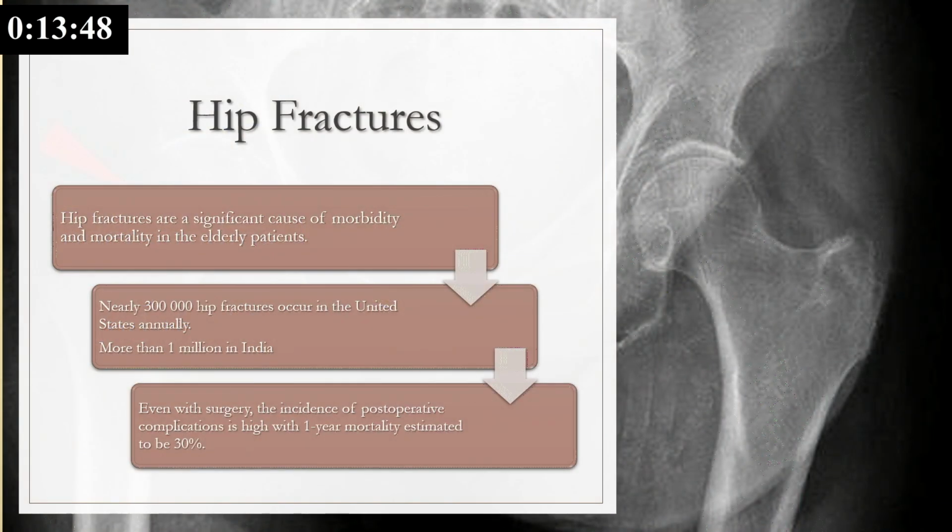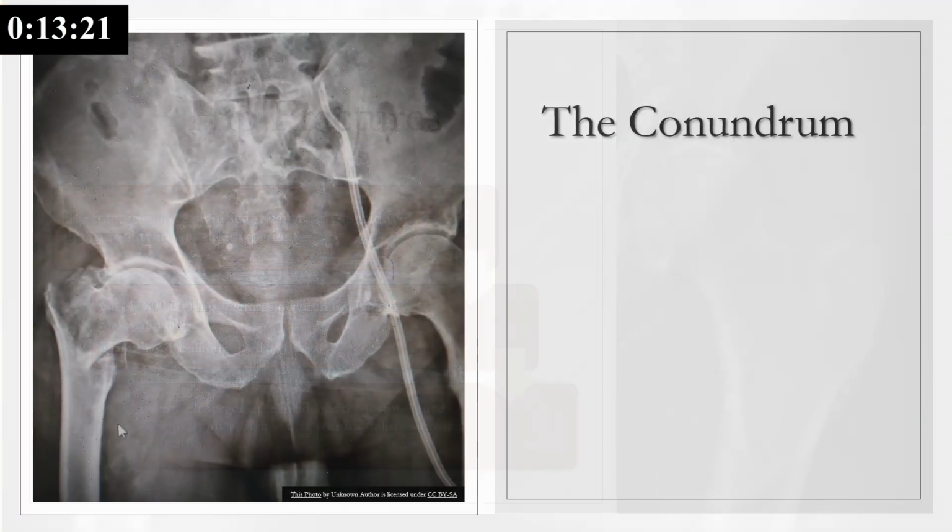The reason being, hip fractures are a significant cause of morbidity and mortality in the elderly. And even with surgery, the incidence of post-op complications is quite high. Some of the old data would show that the mortality in these patient groups could reach up to 30% in the first year after surgery. And in India, the approximate number is about 1 million surgeries a year for hip fractures. So that's a fair bit of patients.